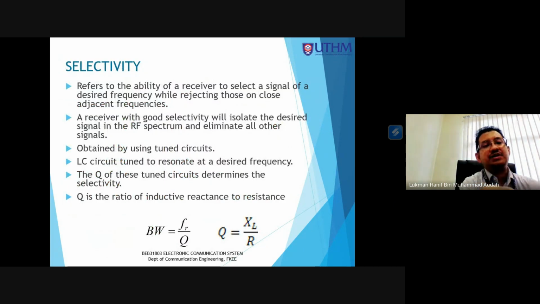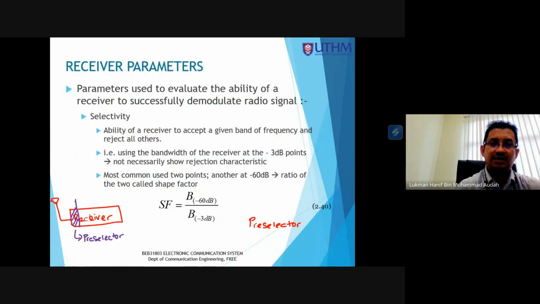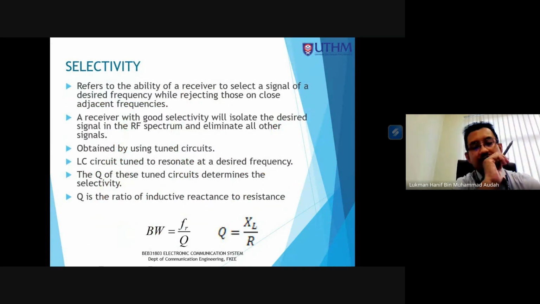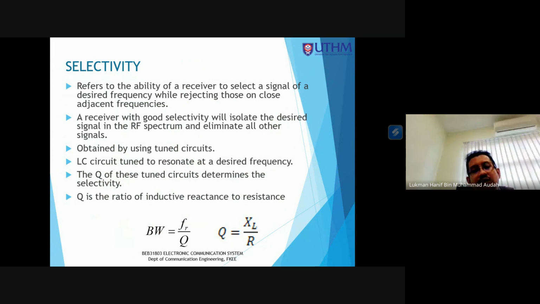The second parameter is selectivity. Another parameter of selectivity is what we call the Q factor. Q is equal to the inductive reactance, in ohms, divided by the resistance, also in ohms. So the Q factor does not have a unit. It is a unitless parameter.